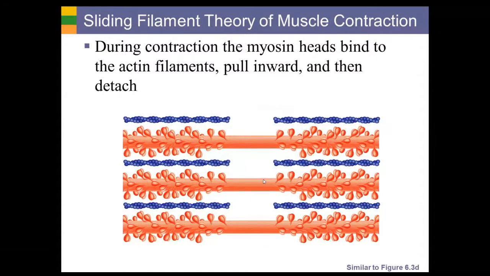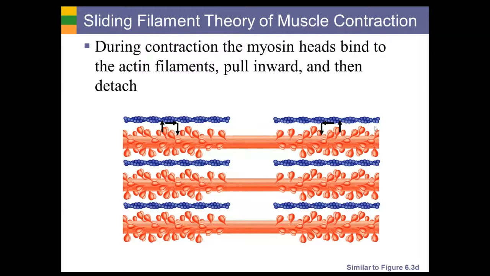Now, what happens during contraction? Well, what happens is these heads bind to the actin filament, and then they pull inward. They pull inward, and then they detach. On both sides, they're binding, pulling inward, and then detaching, right?